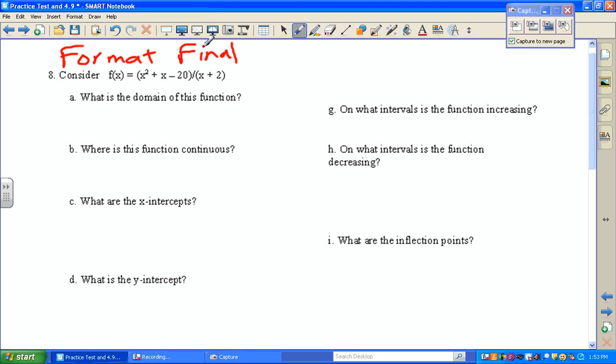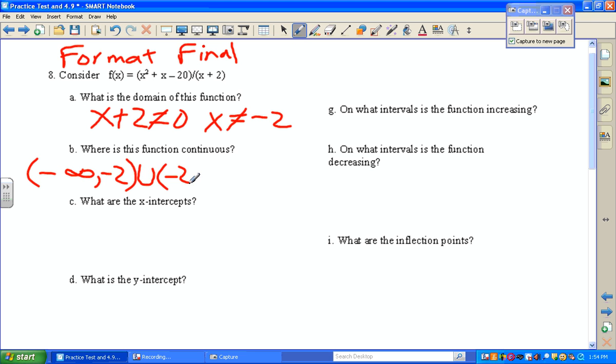Domain of the function, that's pretty easy. X can't equal negative 2. So far, so good. Where is the function continuous? Negative infinity to negative 2, union negative 2 to infinity, isn't it? Because they'll probably change it to a piecewise. x plus 2 is in the denominator. X can't equal negative 2.